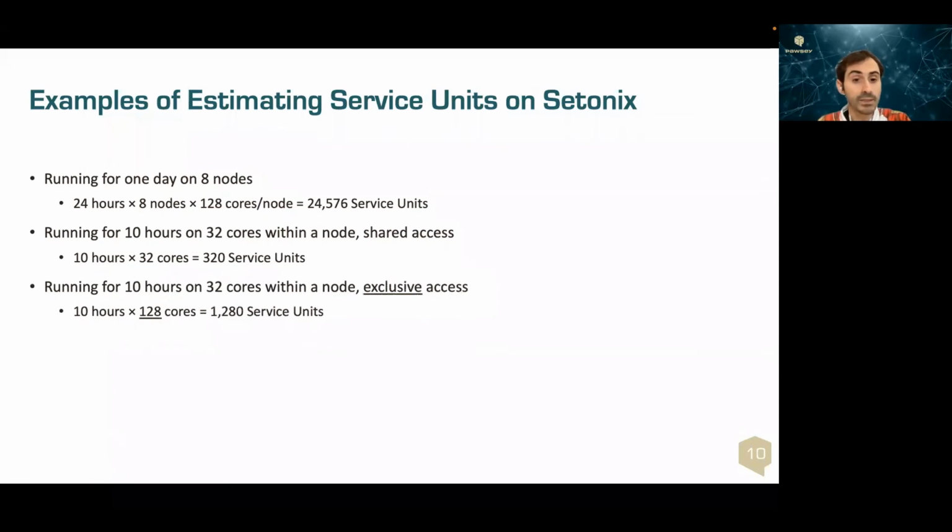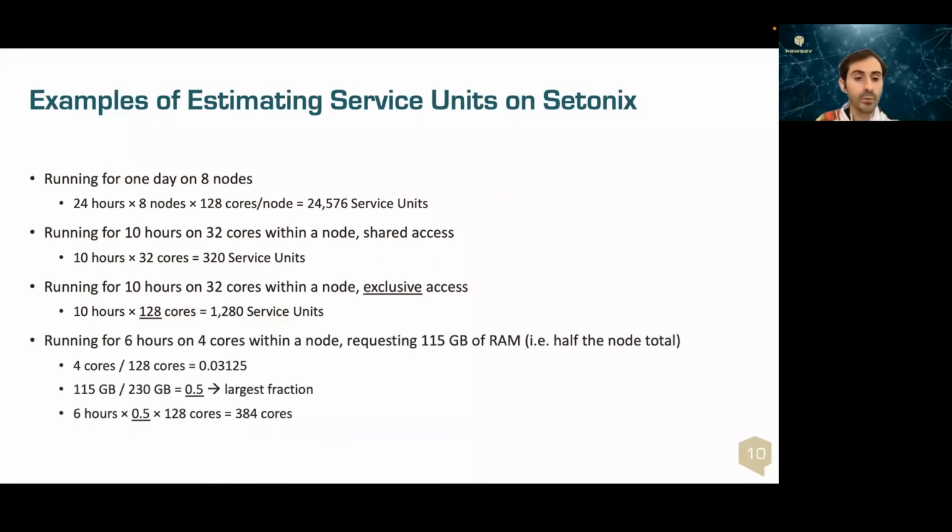Now we are running 10 hours on 32 cores within a node, but with exclusive access. It means that even if we're just using 32 cores, we are asking the scheduler, and we're going to see how to do that in the next module, to reserve the whole node for the job. When the access is exclusive, you're basically requesting the whole node. So even if you're using 32 cores, you are charged for the 128 cores of the whole node. In this case, it will be 10 hours times 128.